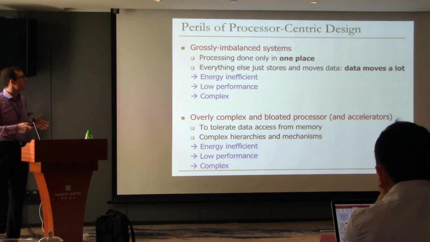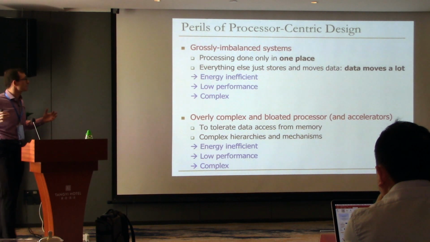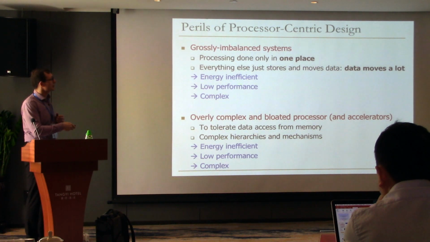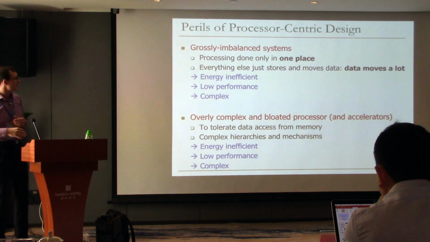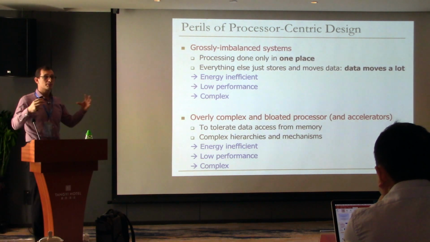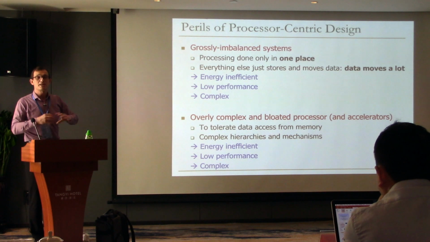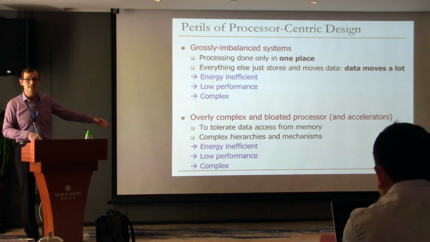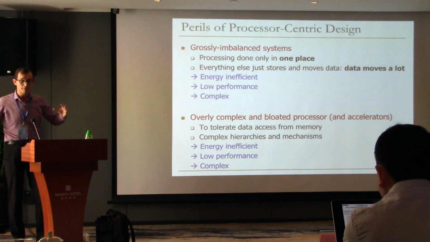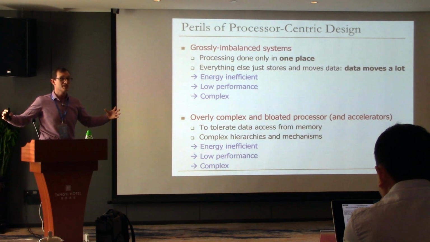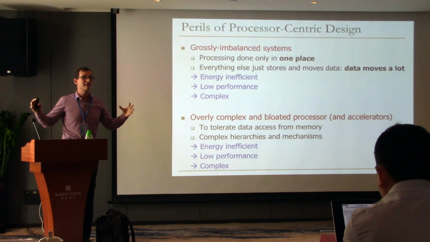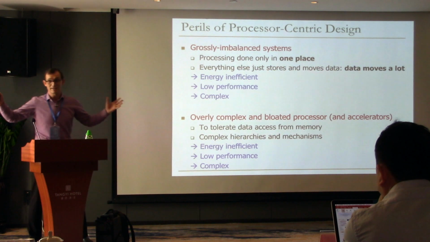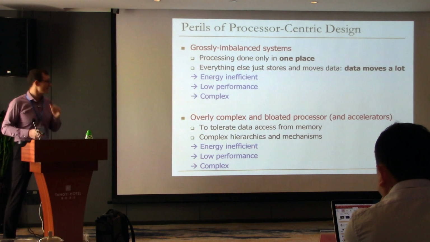Essentially, the reason is we have a processor-centric design. We have a grossly imbalanced system. Processing is done in only one place. As a result, data moves a lot. And this is energy inefficient, low performance, and complex. And to overcome this, we actually bloat the processor and the accelerators. We actually add complex hierarchies and mechanisms that make things even more energy inefficient, low performance, and complex. I say low performance because even though we add all of this stuff into the system to improve performance, if we didn't have to move the data in the first place, we could have actually had much better performance to begin with. We could use that real estate for something else, right?